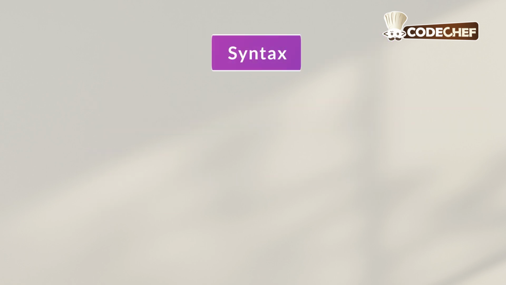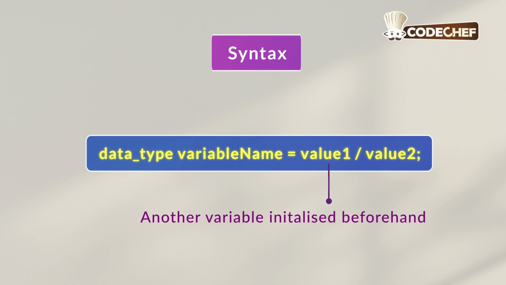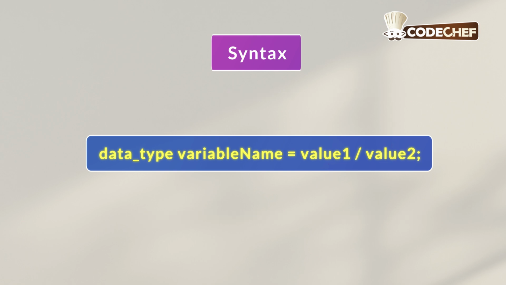Coming to the syntax, data type then variable name is equal to value1 divided by value2. So here value1 is another variable that we have initialized beforehand. Similarly, value2 is also another variable that has some value, and then value1 will be divided by value2, and its quotient will be stored in the variable name. So let's see how this operation takes place with the help of the CodeChef platform.